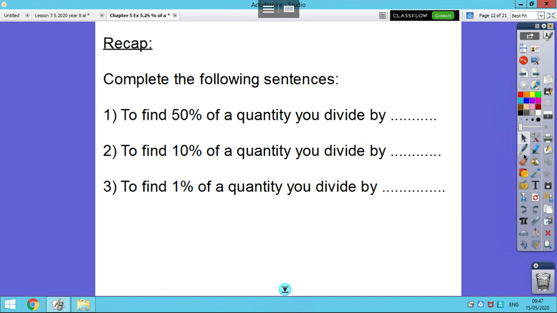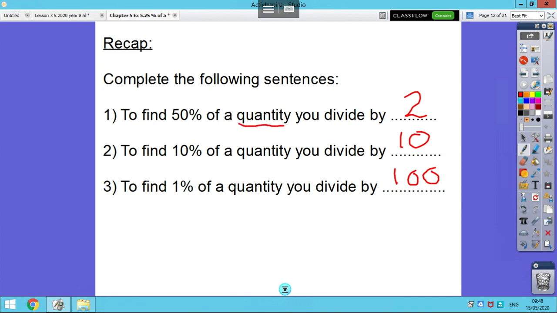So just a little recap from yesterday's lesson. Okay, so to find 50% of a quantity, you divide by 2, so you find a half. To find 10% of a quantity, you divide by 10. To find 1% of a quantity, you divide by 100. So they are the three things that you must always remember.